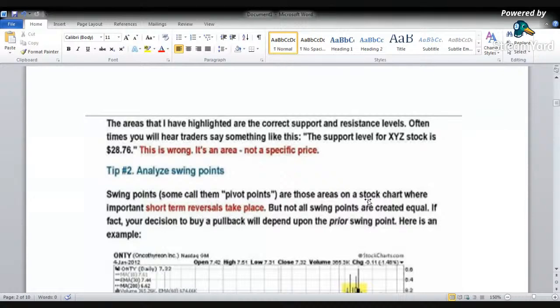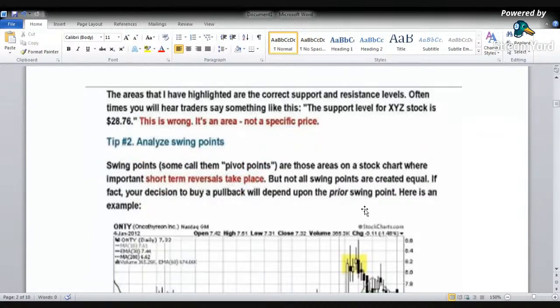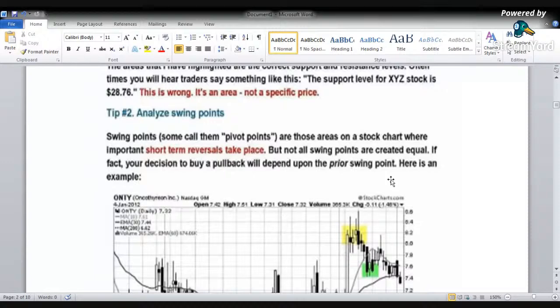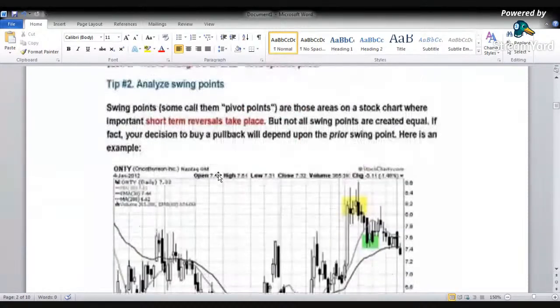The second tip is analyze the swing points. Some call them pivot points. Those are areas in the stock chart where important short-term reversals take place. But not all swing points are created equal.